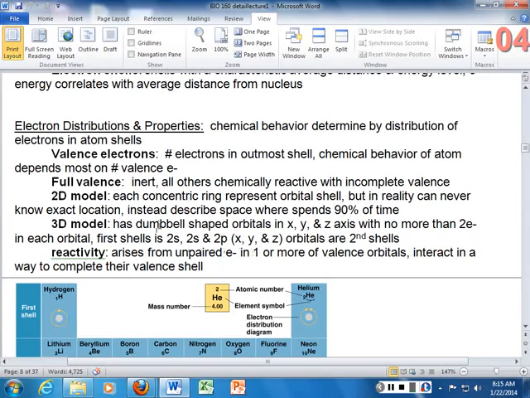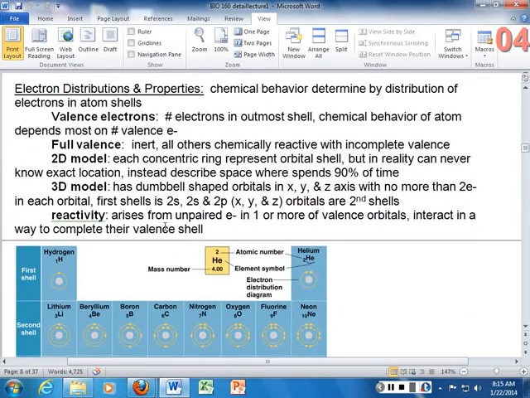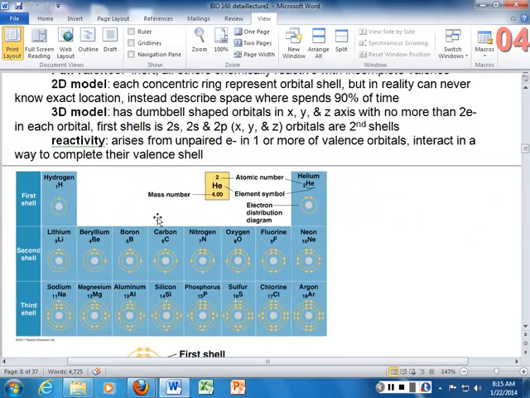So this is looking at a 2-dimensional model. There is a 3-dimensional model that uses more of the dumbbell shapes and puts them in your X, Y, and Z axis, like this, that you've probably seen in math. We're not going to get into that model in here. We don't really need that model to explain the behaviors we're looking at.